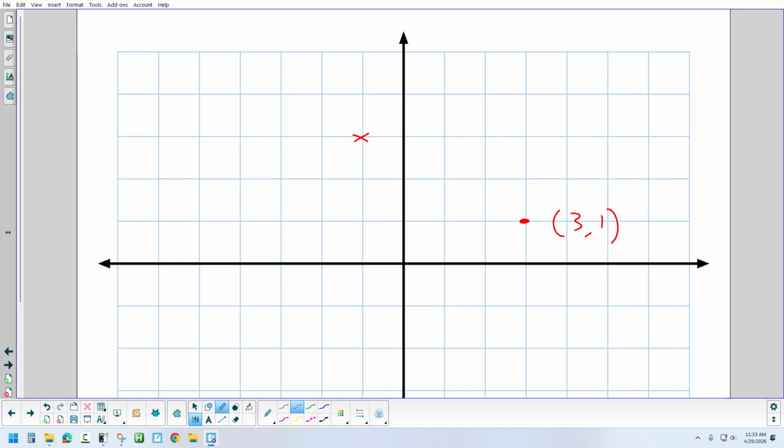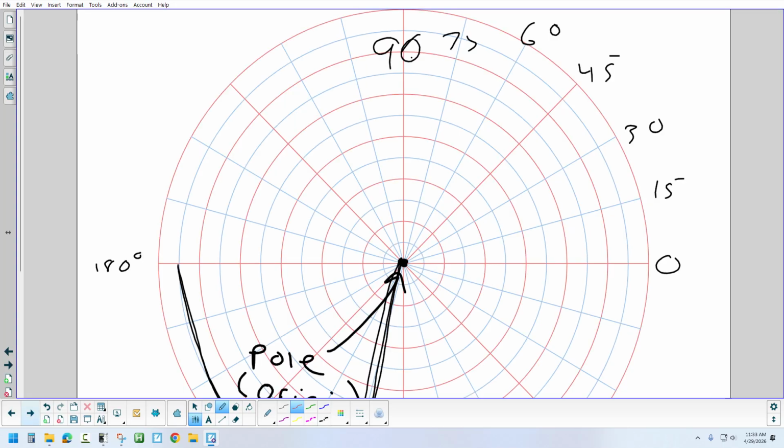How else can you get to the point 3, 1? No other way. There is no other way. When you're dealing with rectangular, there's only one way to get to any point that I put on that graph. In polar, up to 4. Okay, so that's a big difference between rectangular and polar.